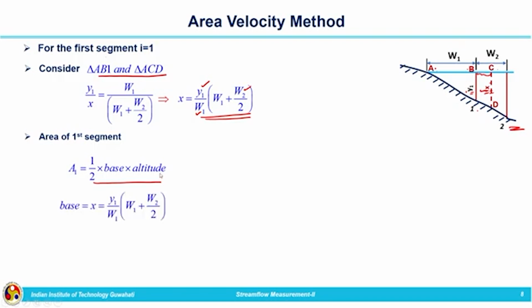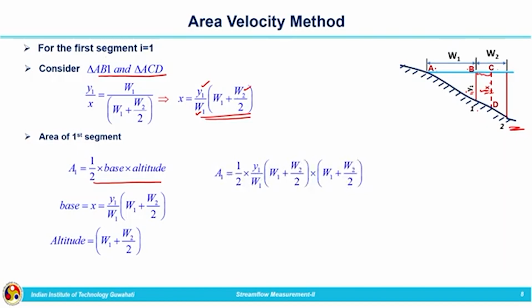Base is nothing but our x, that is y1 by W1 multiplied by (W1 plus W2 by 2), and the altitude is the width corresponding to that segment, that is (W1 plus W2 by 2). Now, the area is equal to half y1 by W1 multiplied by (W1 plus W2 by 2) all square. This is the formula which needs to be used for computing the area for the first section. In a similar way, we can calculate the area for the last segment also.